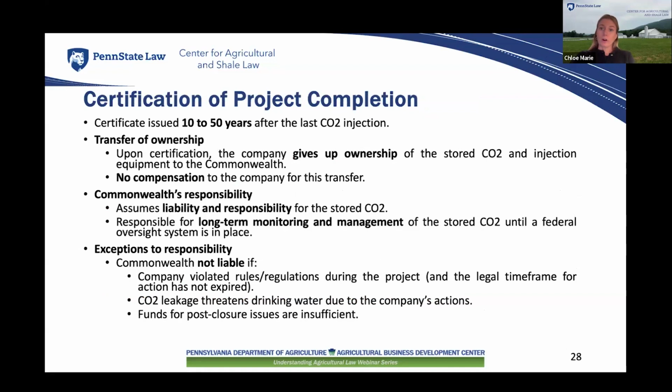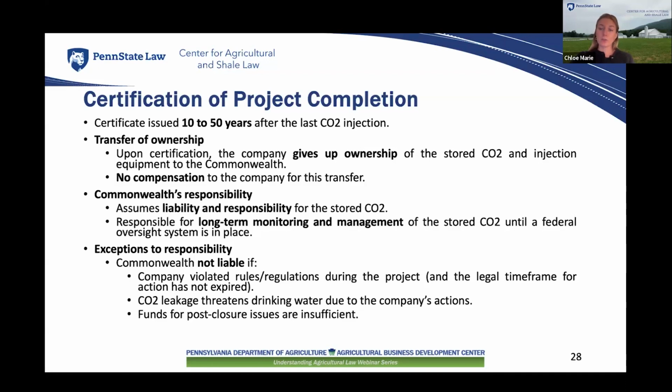Now, upon completion of a carbon dioxide storage project, the operating company must formally request a certificate of project completion from DEP. However, the certificate will not be issued until at least 10 years and potentially up to 50 years have passed since the last CO2 injection. So this extended time frame is to make sure the project is truly safe and stable in the long run.